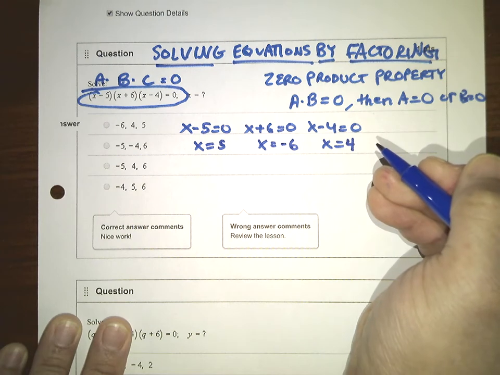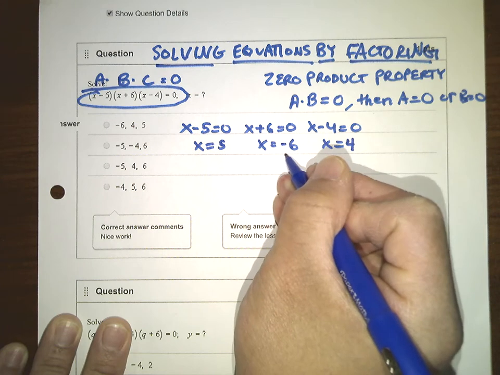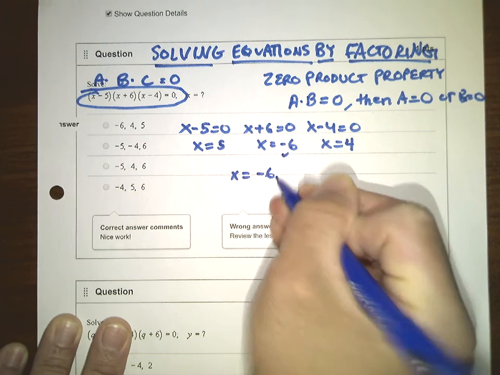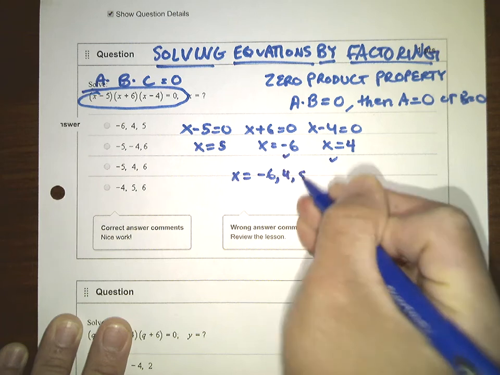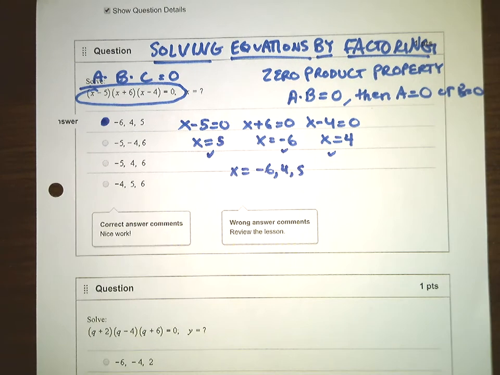And so then I see that the solutions are, usually we write them in order from lowest to highest, negative 6, and then 4, and then 5. So here are the solutions: negative 6, 4, and 5. Those are the numbers that would make this equal to 0.